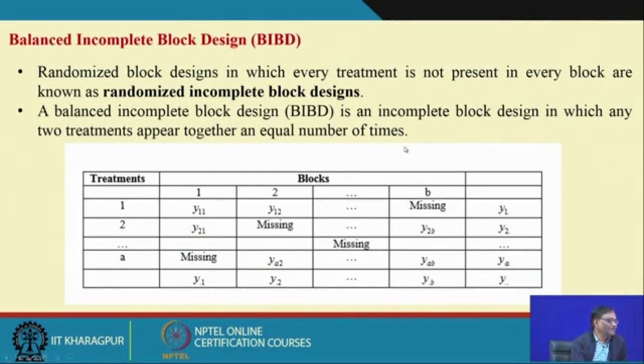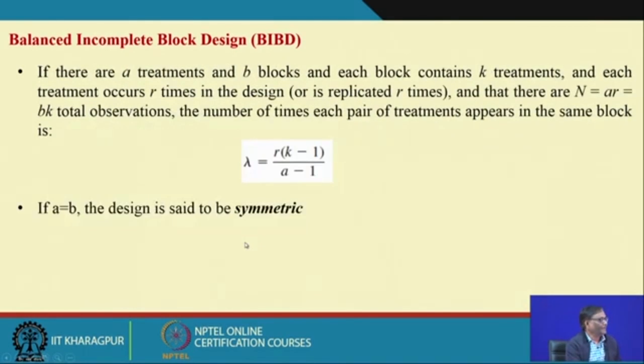and it will be balanced if at least any two pairs of treatments occur an equal number of times in the blocks. So, the general case is that suppose there are A treatments and B blocks, each block contains K treatments, and each treatment occurs R times in the design, then there are N = aR = bK total observations.